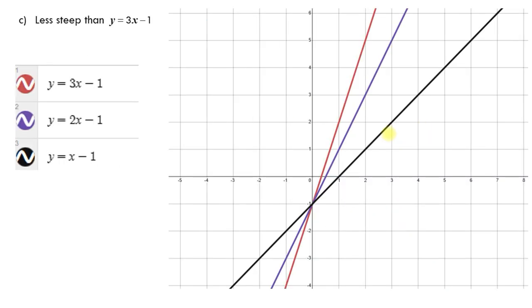Less steep than y equals 3x minus 1. Well, the coefficient here is 3. So as long as the number of the coefficient is less than 3, then it will be less steep. So 2 is less than 3. We graph y equals 2x minus 1. We get a less steep slope.